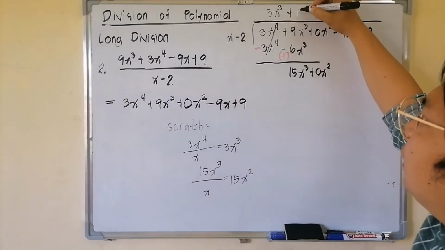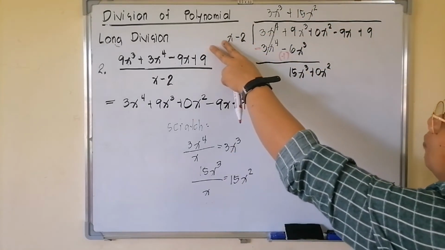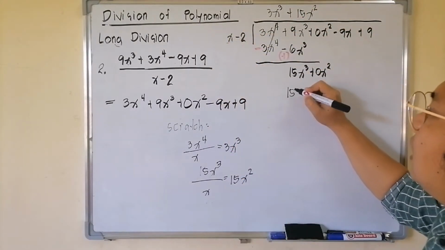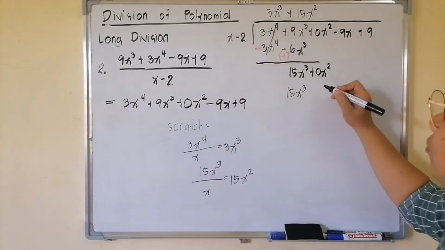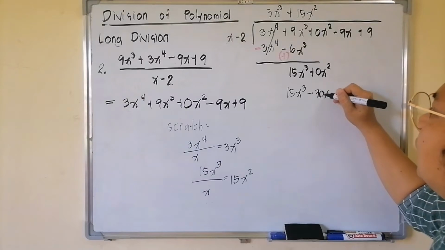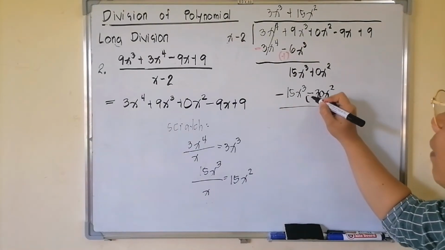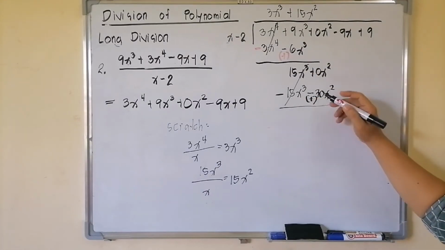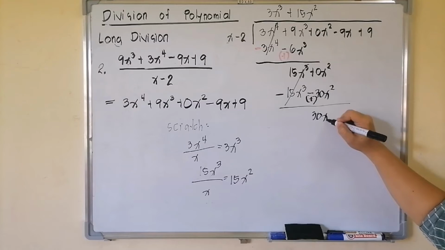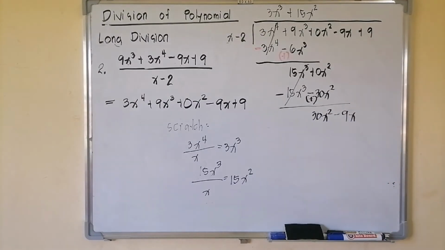Multiply again: 15x squared times x is 15x cubed, and 15x squared times negative 2 is negative 30x squared. Subtract again. This becomes negative, and this becomes positive. So that's 0. 0x squared plus 30x squared is 30x squared. Bring down the next term, negative 9x.